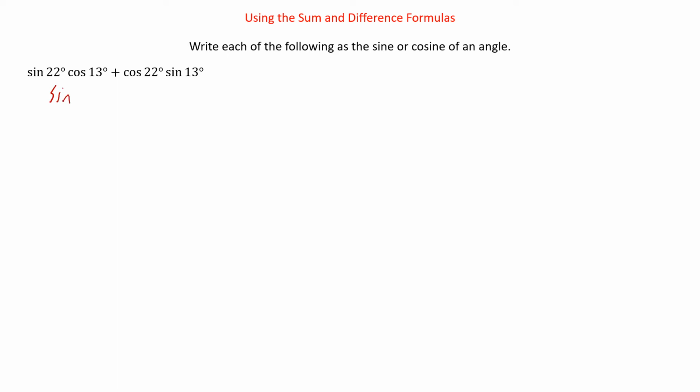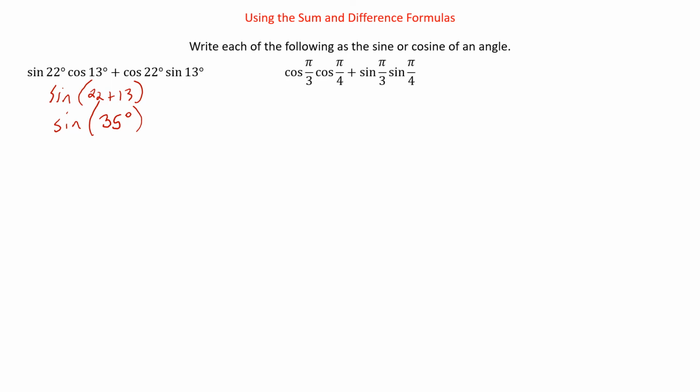So this is the sine of, and then we add the angles, 22 plus 13, which would be the sine of 35 degrees. And that's all we have to do. We just write it as the sine or cosine of an angle. We don't have to figure out what it is.